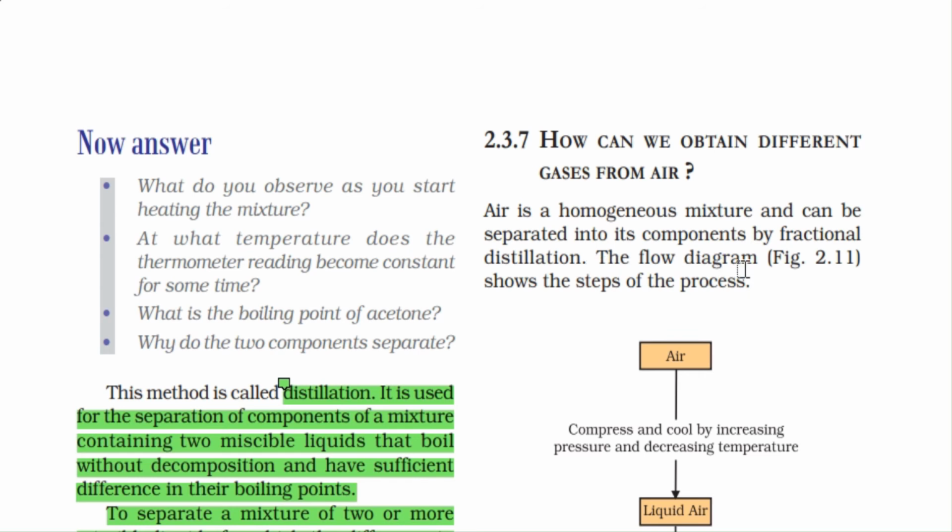Now we know that in the era of this corona pandemic, air is very important, I mean oxygen is very important, because a person who is suffering from severe corona needs oxygen. So you should understand it very properly. Air is a homogeneous mixture and can be separated into its components by fractional distillation. The flow diagram, figure 2.11, shows the steps of the process.